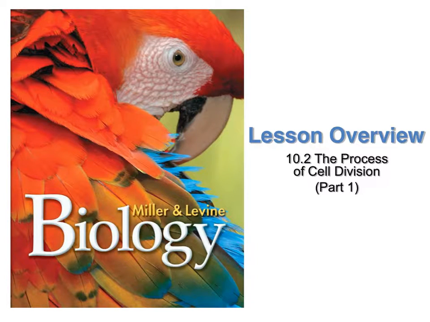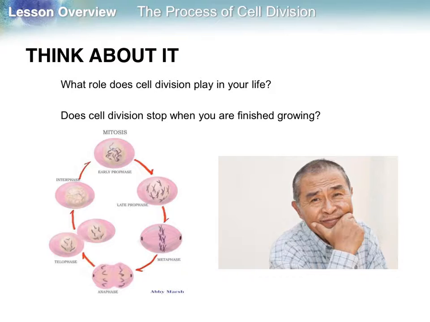Alrighty, we're going to do section 10.2, and this will be part 1 of section 10.2. In the last section, we talked about cell division happening whenever a cell gets too big, and so cells continue to divide even after you're finished growing, and whenever you are injured, you need more cells. It triggers your cells to grow and divide and make more cells.